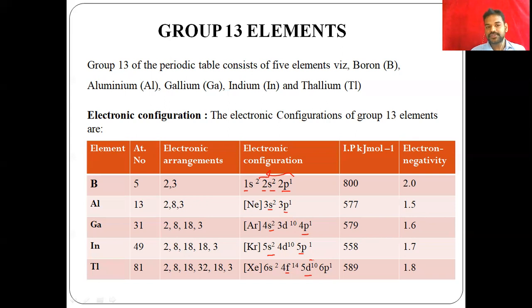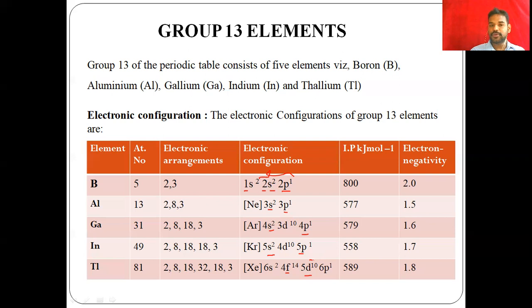So here, the first one, boron, is very high, 800 here, and then 577 and then 579. So other than boron, the ionization potential increases here. So down the group, ionization potential increases. And then the electronegativity character: in the case of boron, it has high electronegativity. So this is also the anomalous property we already discussed in the case of beryllium.